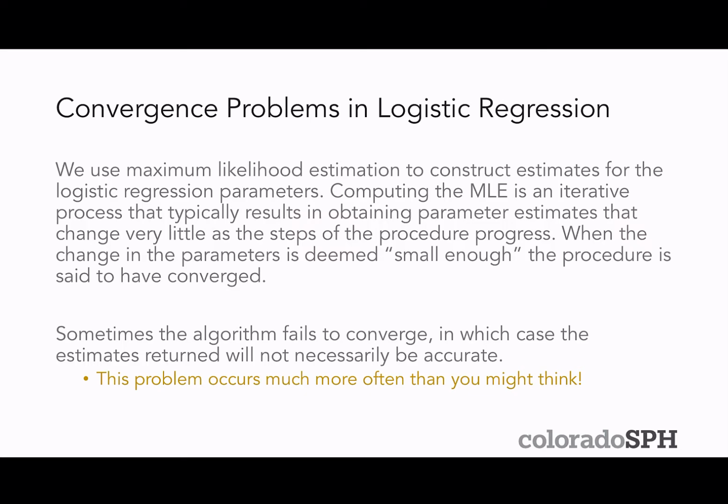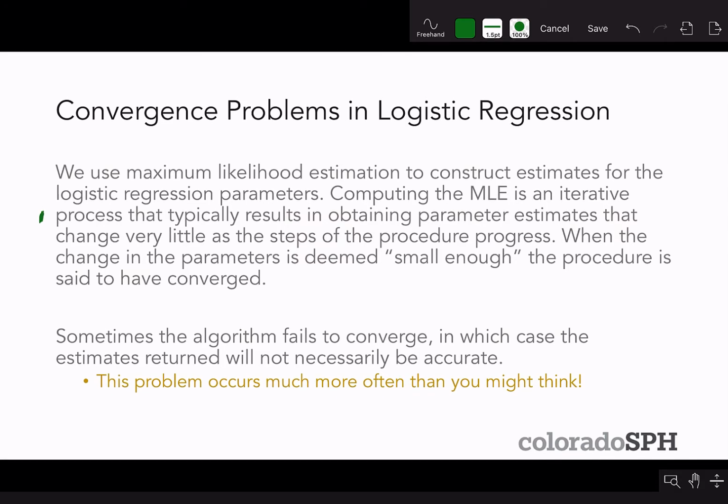Computing the MLE is an iterative process that's done numerically. As I've discussed, we can't do this by hand. And this typically results in obtaining parameter estimates that change very little as the steps of the procedure progress. Generally, when the change in the parameters or the log likelihood is deemed small enough, the procedure is said to have converged. However, in some cases, the algorithm fails to converge, and in this case, the estimates returned would not necessarily be accurate.